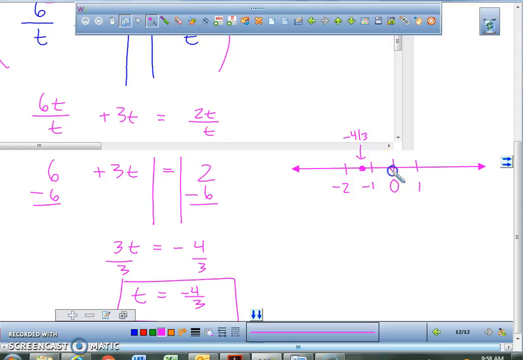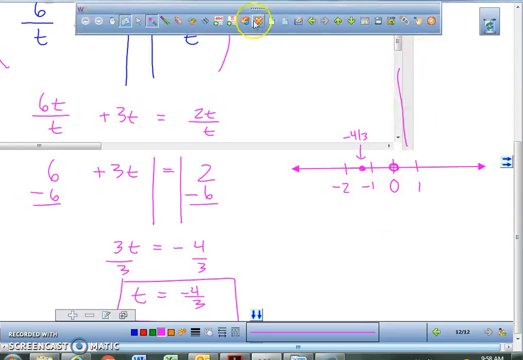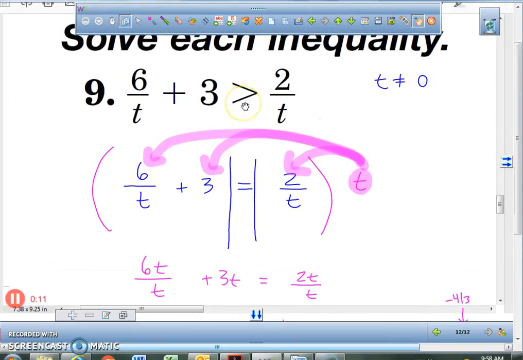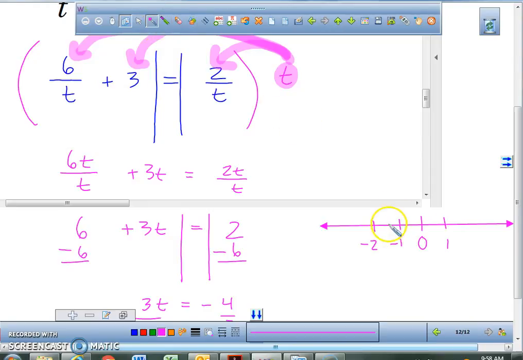And right here, we know we can't equal 0. And technically, we don't want one side to be equal to the other. So since we can't be equal to, I need to put an open circle there, an open circle here, and an open circle here. So we have negative 4 thirds, and right here we have 0.